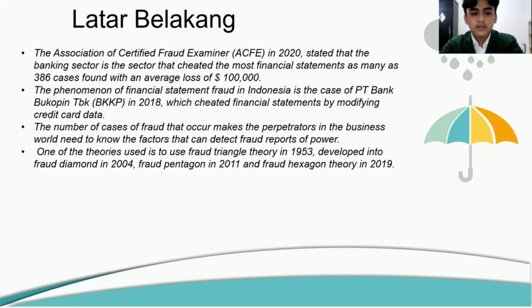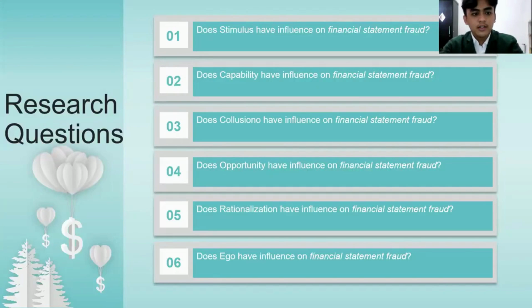The number of fraud cases that occur makes it necessary for business actors to know the factors that can detect fraudulent financial reporting. One of the theories used is the fraud triangle theory in 1953, developed into the fraud diamond in 2004, the fraud pentagon in 2011, and the fraud hexagon in 2019. This is my research question: does stimulus have influence on financial statement fraud, and capability, and so on.